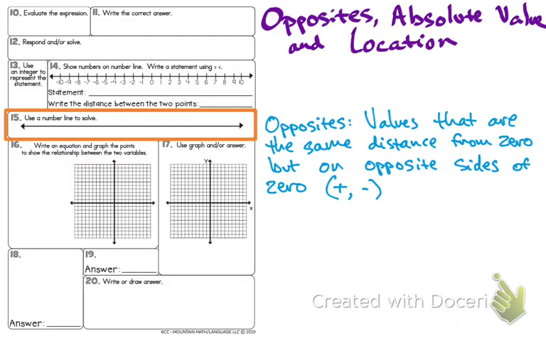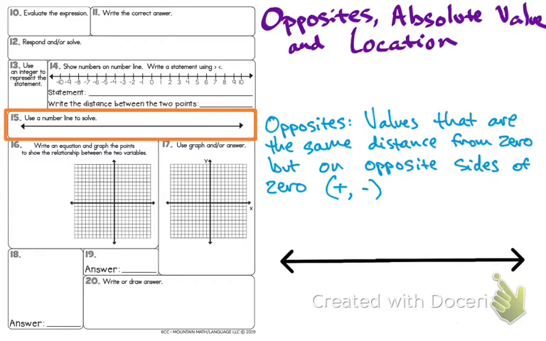Opposites are simply values that are the exact same distance from zero, but on the opposite side of zero. And so that's where that name opposite comes from, because we're describing it in relationship to zero. You can kind of think about this like positives and negatives are opposites of each other. So let's go ahead and use a number line to help us with this process.